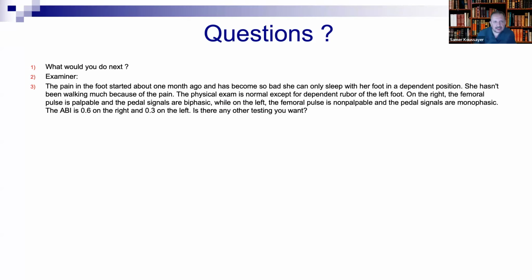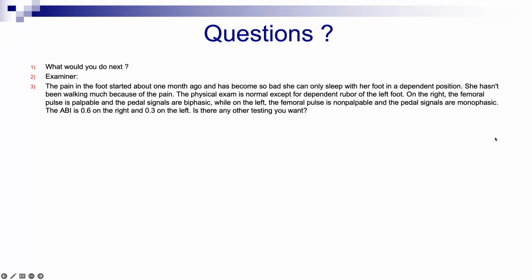So now the pain in the foot started about 1 month ago, so it's not an acute ischemia. It became so bad that she can only sleep with her foot in the dependent position. She hasn't been walking much because of the pain. Physical examination is normal except for dependent rubor of the left foot. On the right, the femoral pulse is palpable and the pedal signals are biphasic. On the left, the femoral pulse is non-palpable and the pedal signals are monophasic. ABI is 0.6 on the right and 0.3 on the left.